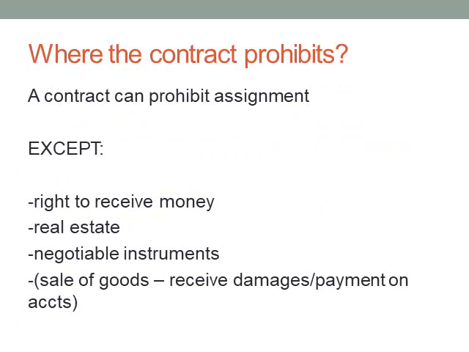The next one is where contracts prohibit assignment. It's another time where we cannot have an assignment. However, there are exceptions to this rule. You cannot prohibit the assignment where the right is to receive money. A contract cannot prevent an assignment of the right to receive money. This exists to encourage the free flow of money and credit in business.